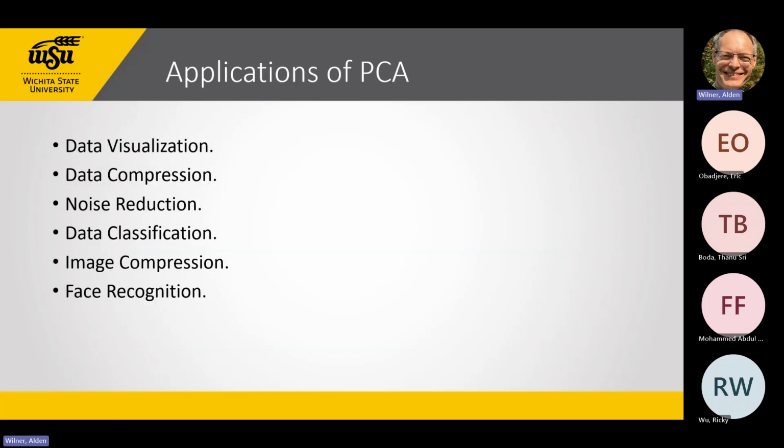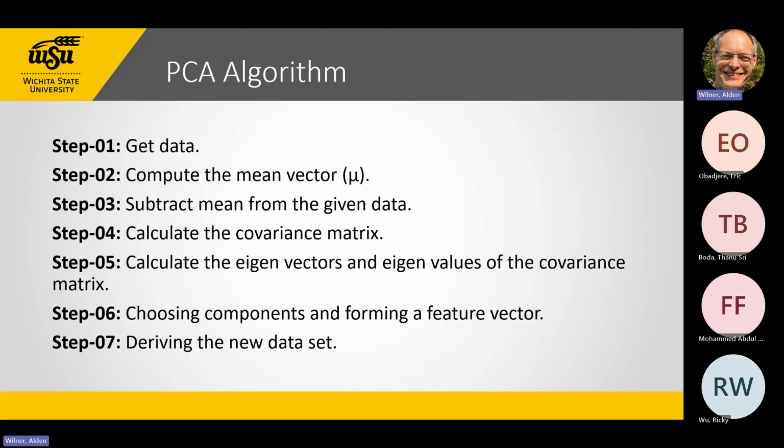We use PCA for visualizing data, for compressing data, and for reducing the noise in our data. It's great for data classification. It's been used heavily in image compression. We can do a lossy compression algorithm using principal component analysis. We find the important features in the image, keep those features, and throw away things that are less important. Face recognition is also a great PCA task, as is any kind of image recognition where we're looking for something in that image. PCA is useful in that case.